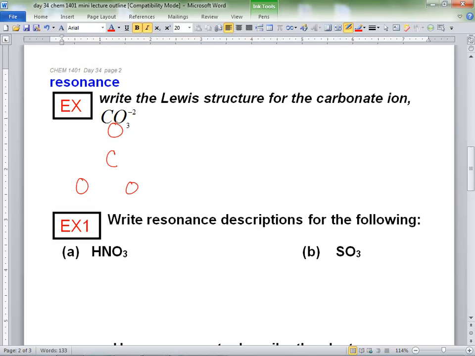Carbonate. So carbon, we have to count up the what electrons? Valence. Carbon has how many? 4. And we've got 3 oxygens. Each oxygen has how many valence? 6. Okay? That's 18, 22. But I have a -2 charge, so my total really is 24. I have to add 2 more because I have 2 extra negatives. 24.